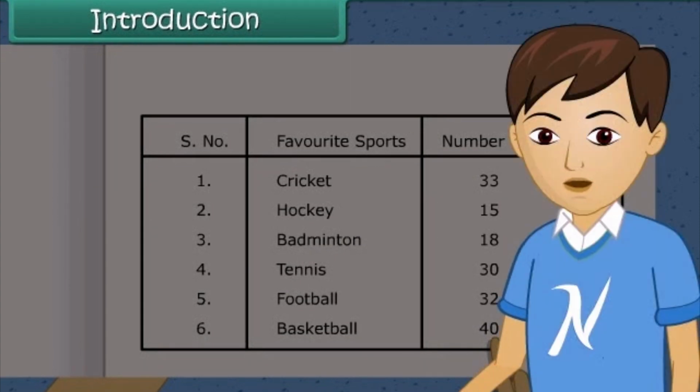Children, you see, collecting data is a very important task. We can arrange data in different forms and get some useful information out of it. So, in this lesson, we shall learn about data handling.